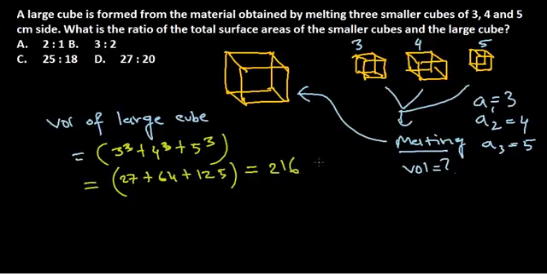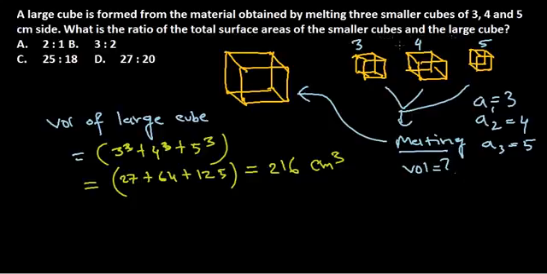This volume definitely will have a unit, but no unit is actually provided, so let's assume it is centimeter cubed. If this is centimeter cubed, what is going to be the side of this large cube? Because once you get the side, you can find the ratio of the total surface area of the small cubes and the large cube.